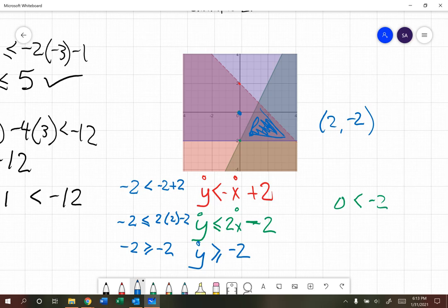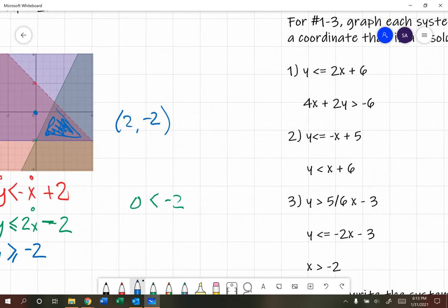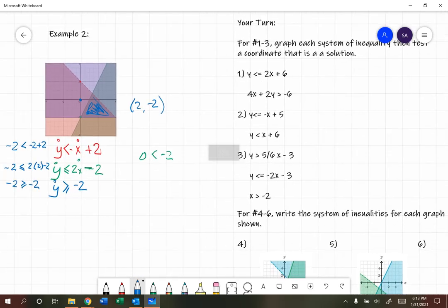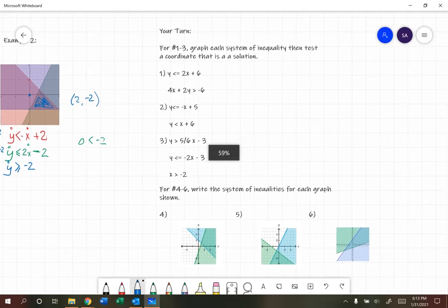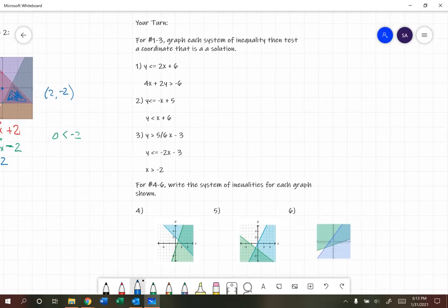All right, it is now your turn. So you have 6 problems that you're going to do for me. The first 3 problems, get them small enough so that you can see. For the first 3, you are going to graph those systems. So the first 2 have 2 inequalities. The third one has 3 inequalities, so it's going to be similar to the example that you did here.